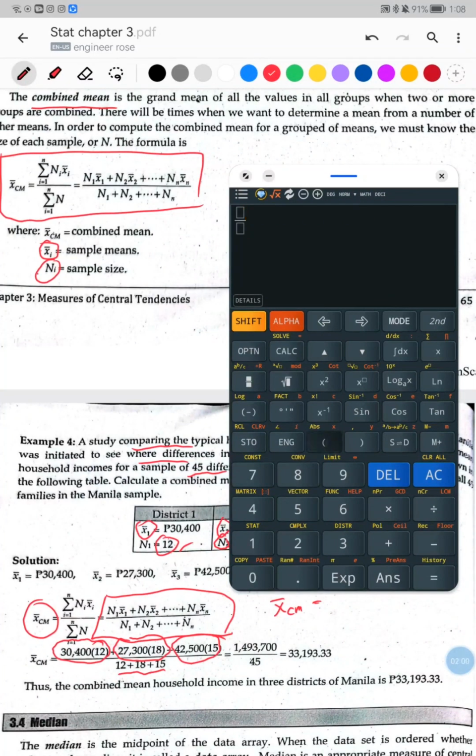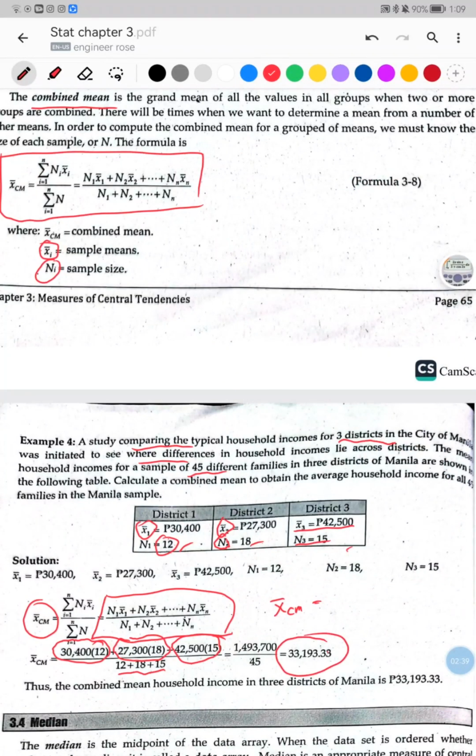So, 30,400 times the sample size, plus 27,300 times the sample size of 18 in the second district, plus 42,500 times the sample size. Then the total sample size is 12 plus 18 plus the third. So, it is 30,193.33. So, that is the combined mean household income in the 3 districts of Manila.